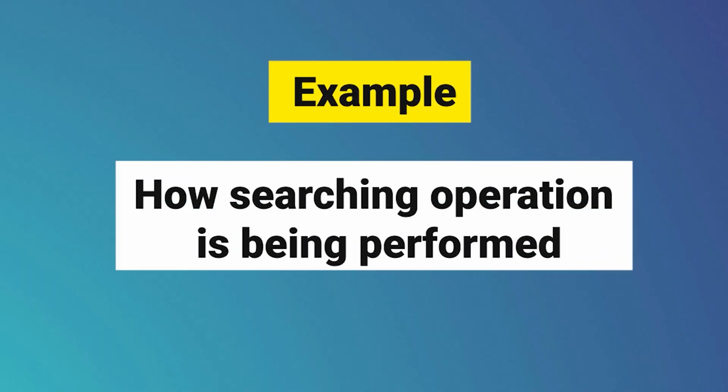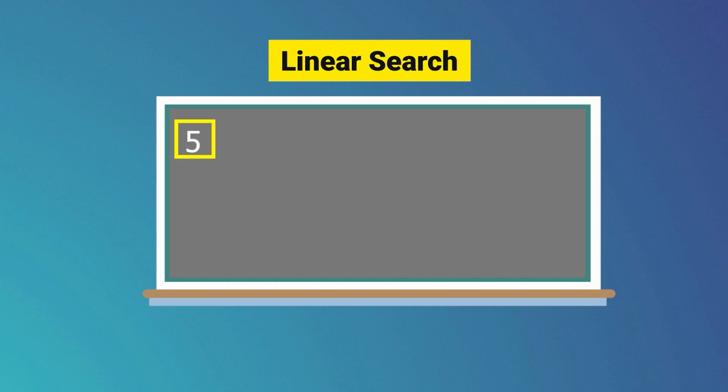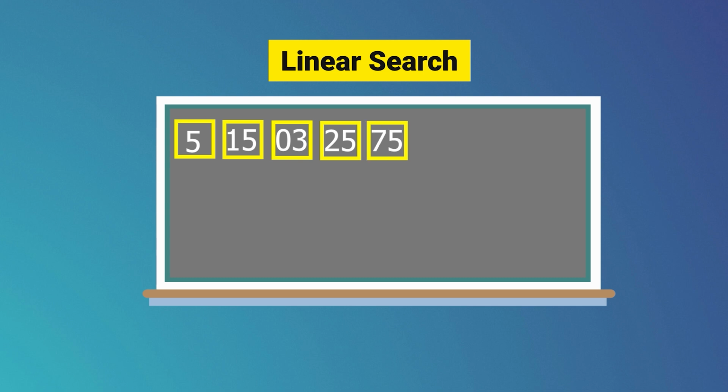As I said, as far as searching is concerned, this is the simplest type of searching we can have. Now let us understand one simple example so that you can understand how exactly this searching operation is performed. Suppose we have been given an array with these elements. The first element is 5, the second is 15, the third is 3, the fourth is 25, and the fifth is 75. So I am considering an array with 5 elements, and now suppose my search element x is 3.